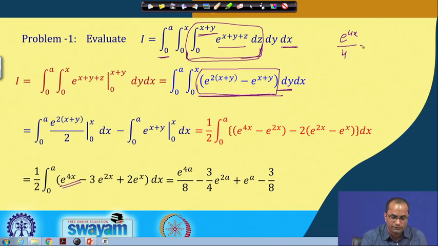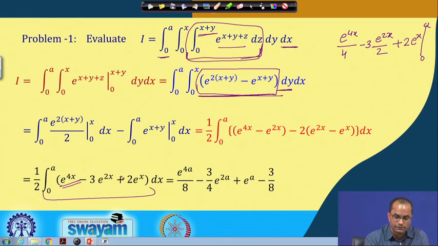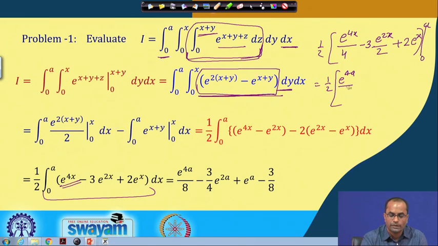The second one we have is 3e^(2x)/2, and here we have 2 and exponential x. Then we have the limit 0 to a, and this half factor is also sitting there. So, half. Now, when we put a there, we get e^(4a)/4 minus 3/2 e^(2a), and then we have 2e^a as it is.